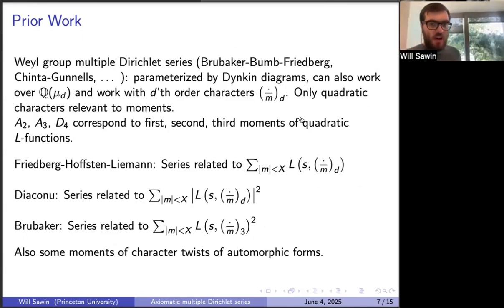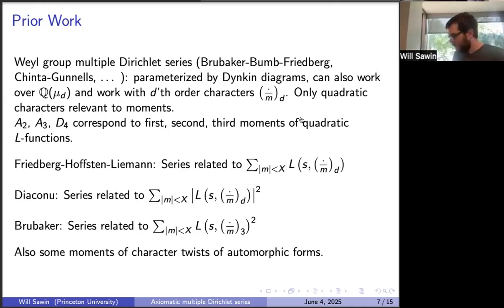A bunch of these multiple Dirichlet series are known to exist. The biggest class of them that are understood are the Weyl group multiple Dirichlet series, which have been studied by a bunch of different people. There's some important work of Brubaker, Bump, and Friedberg, and Chinta and Gunnells. Weyl group multiple Dirichlet series are parameterized by Dynkin diagrams, and all of the symmetries, the functional equations, will be controlled by the Weyl group of the root system of that Dynkin diagram. So the cones will look exactly like the Weyl chamber decomposition of that root system.